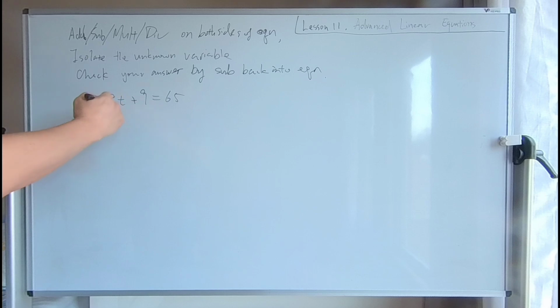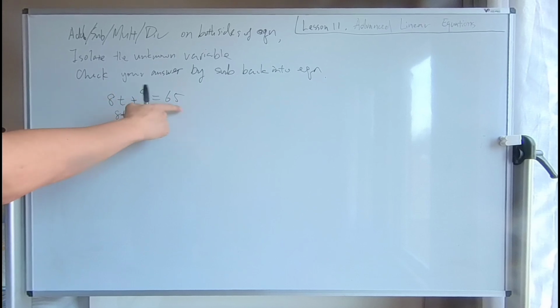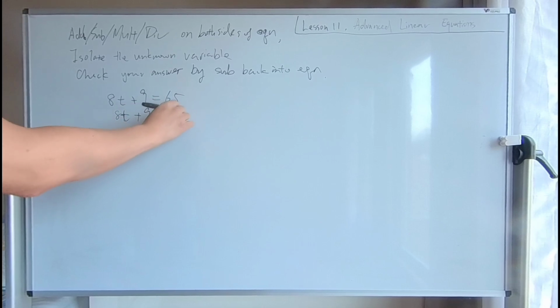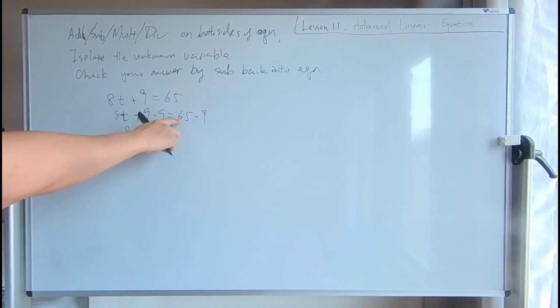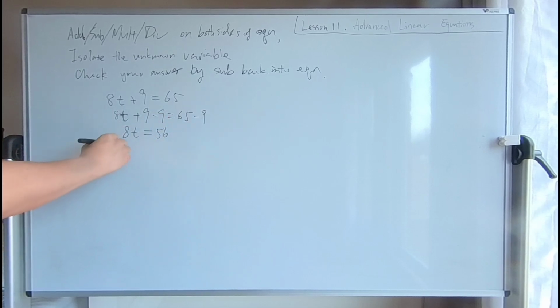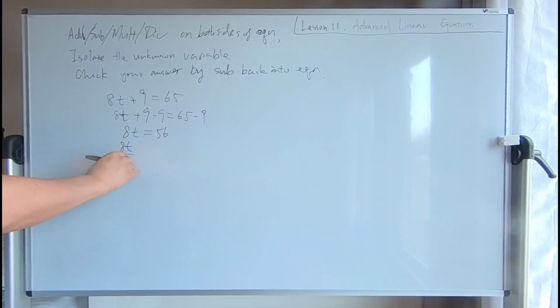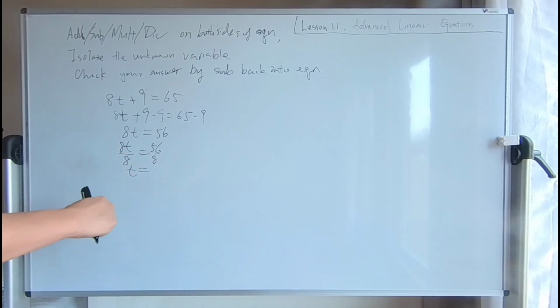So by solving this, we can subtract 9 on both sides of the equation so that this becomes 0, so that the unknown variable is kind of isolated. This would be 56, right? And then I can further divide by 8 on both sides of the equation. So then the unknown variable t is now fully isolated.